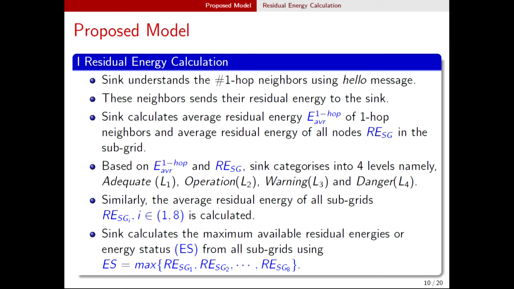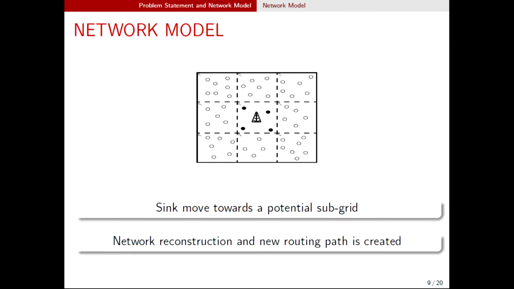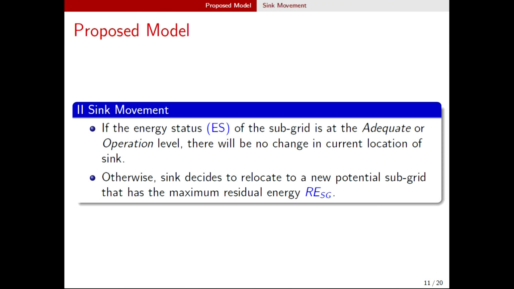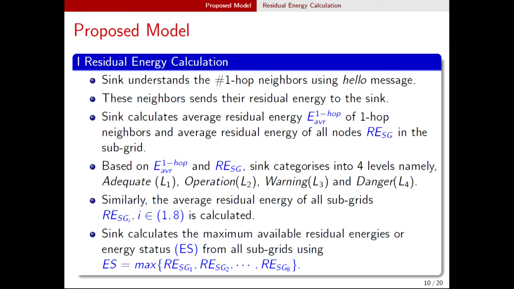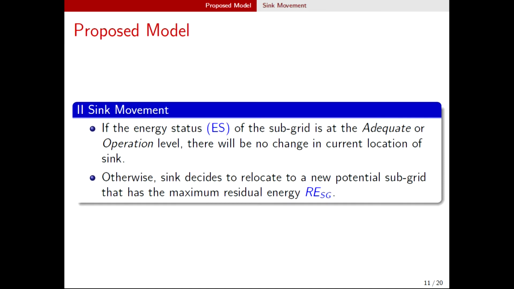Similarly, the average residual energy of all the subgrids is RG_i for i equal to 1 to 8, as the neighboring subgrids are 8 in number. Hence each subgrid will calculate its residual energy. Once the residual energy is calculated by each subgrid, the maximum of these is computed. This is called the energy status. The energy status of the maximum of 8 subgrids will be taken, and based on this energy status, the sink will decide whether to move to some position or not.